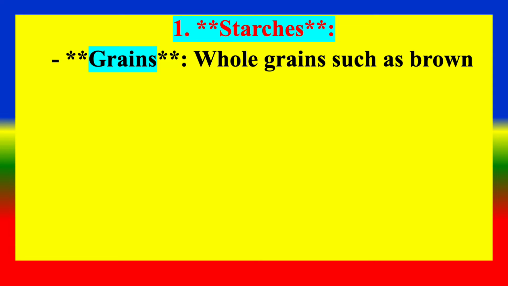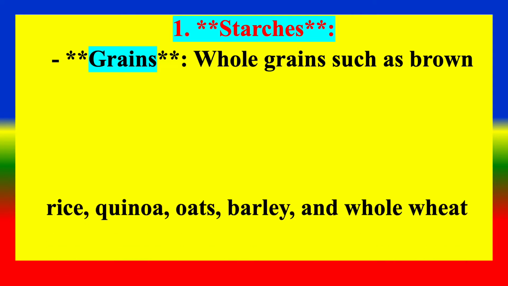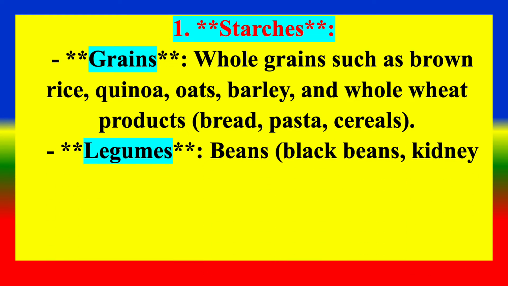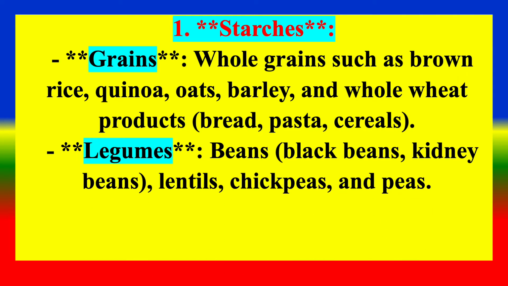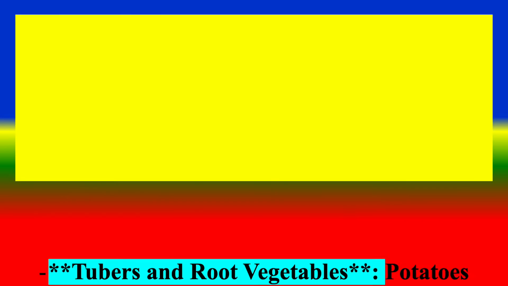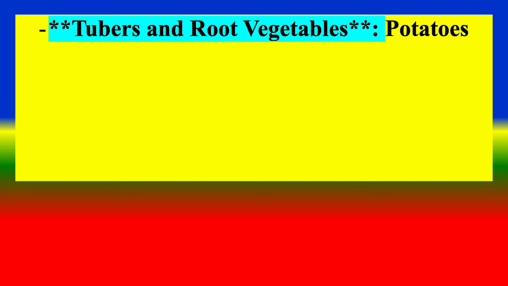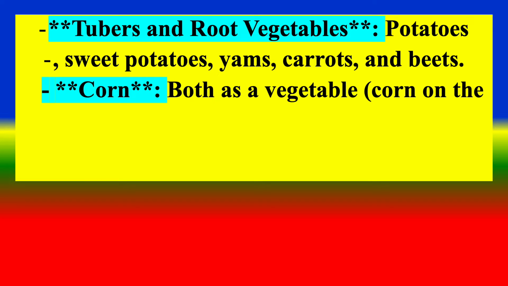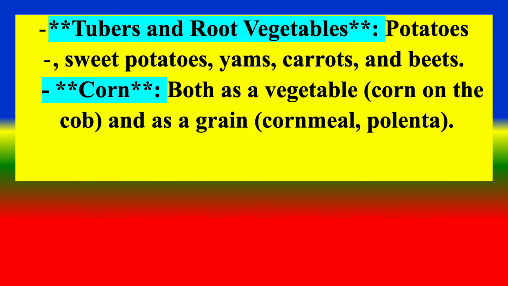One, starches. Grains: whole grains such as brown rice, oats, barley, and whole wheat products. Legumes, for example beans, chickpeas, and peas. Tubers and root vegetables: potatoes, sweet potatoes, yams, carrots, etc. Corn, both as a vegetable and as a grain.